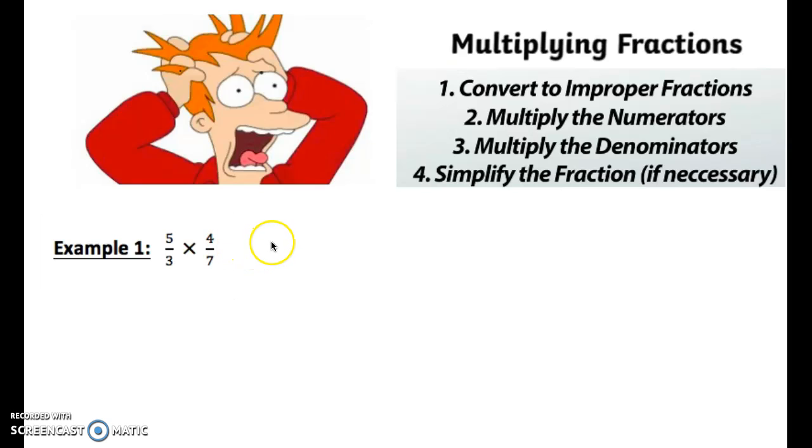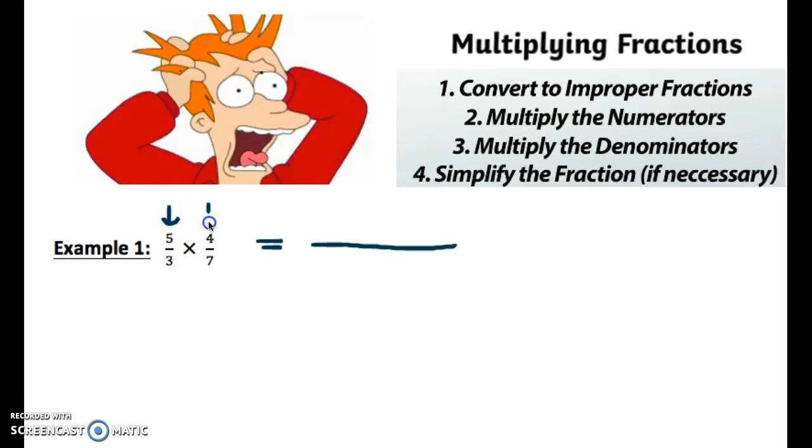So the first thing we're going to do here is convert to improper fractions. So let's have a look here. 5/3 is already an improper fraction. And 4/7 is just a normal fraction. We don't have any mixed numbers, so we're going to hop right to step number 2. And we're going to look at the top numbers.